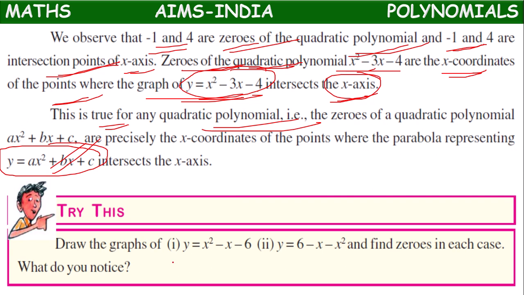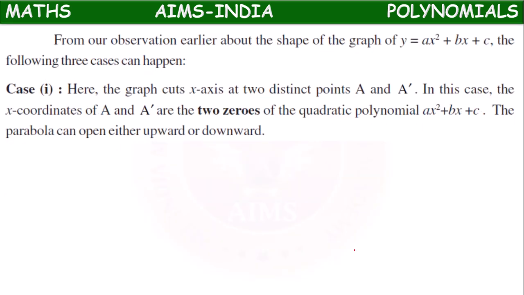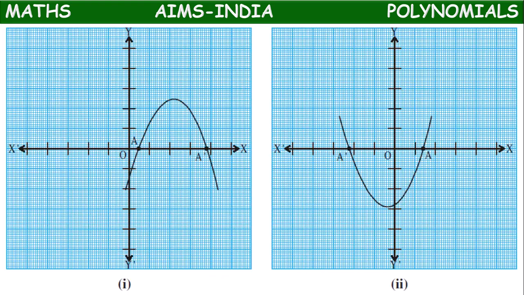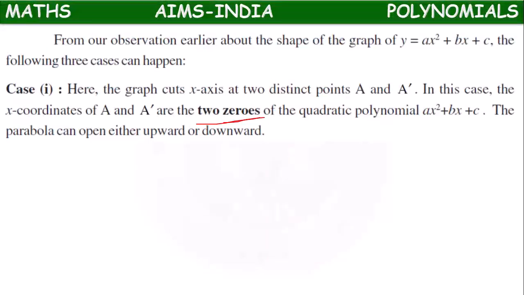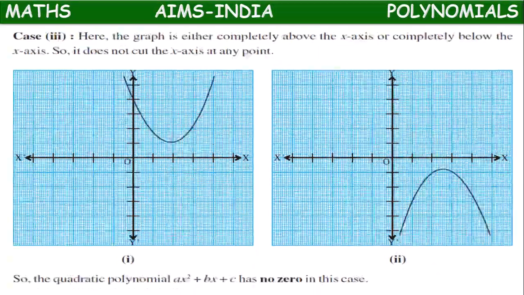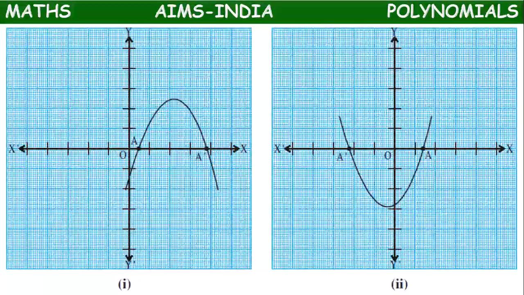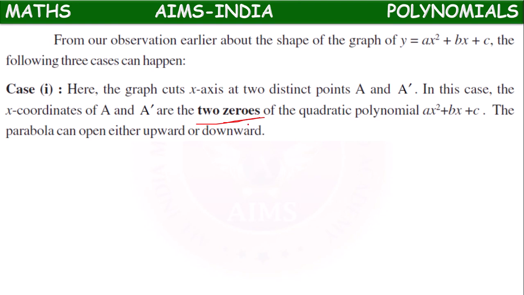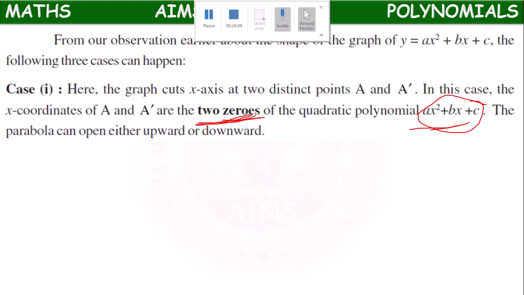So in the same way, children, you have to draw graphs for these questions. If you draw the graphs and observe, you will be finding two zeros, children. For any kind of quadratic equation, you will be finding two zeros.